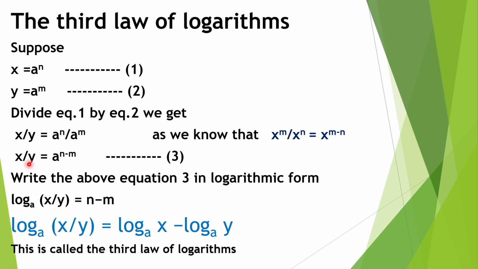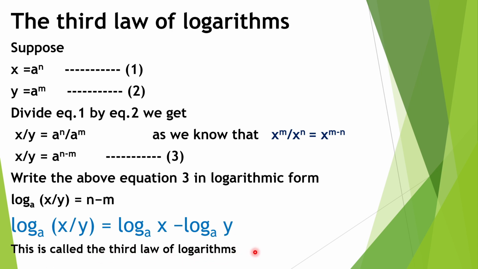Now we will write this equation in logarithmic form. So write the above equation in logarithmic form. So it will become log to base a of x divided by y is equal to n minus m. Now we will put the values of n and m. So log to base a of x divided by y is equal to log to base a of x minus log to base a of y. So this is called the third law of logarithms.